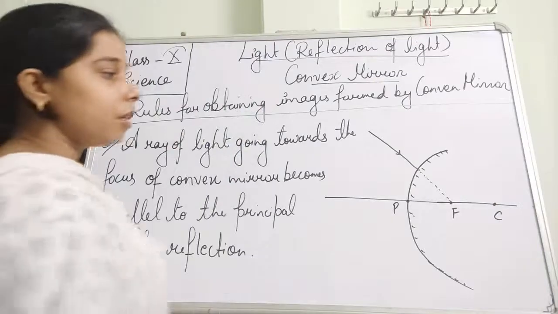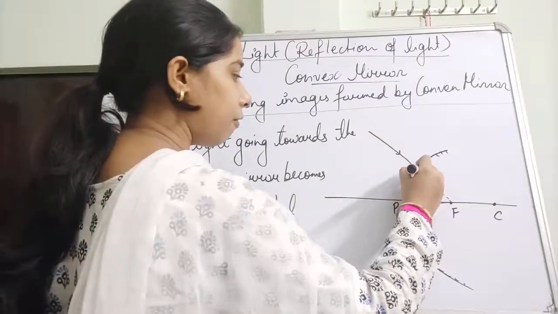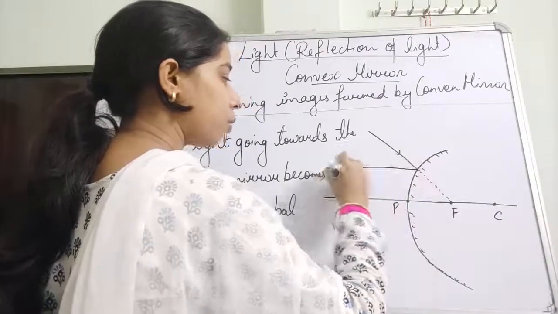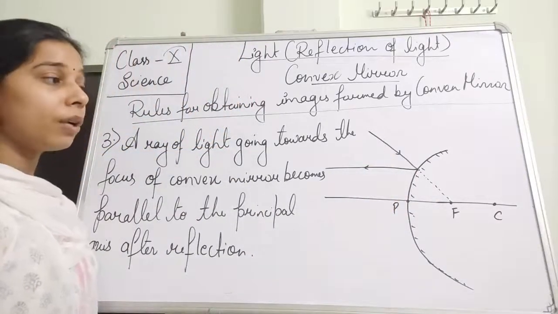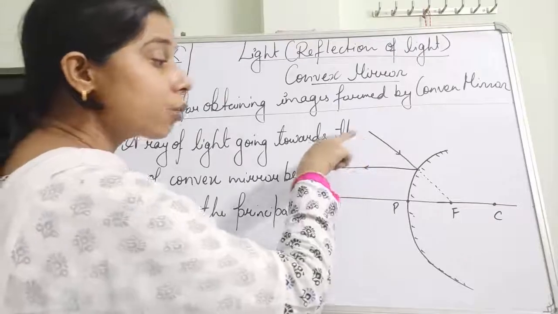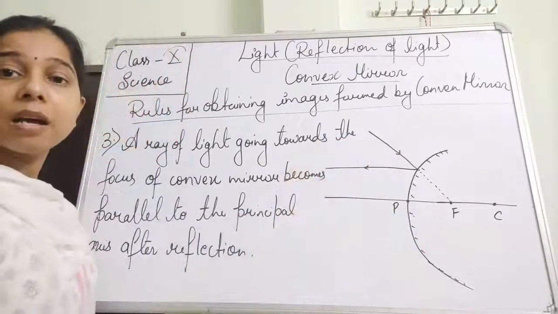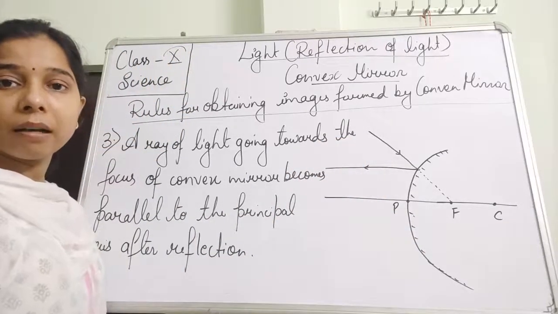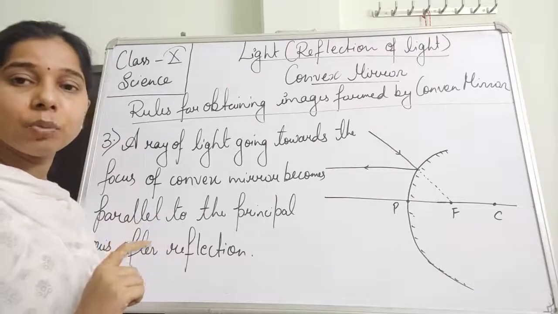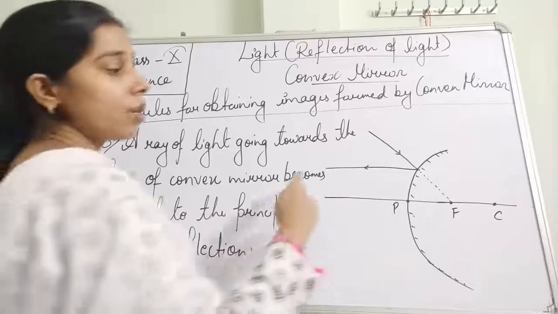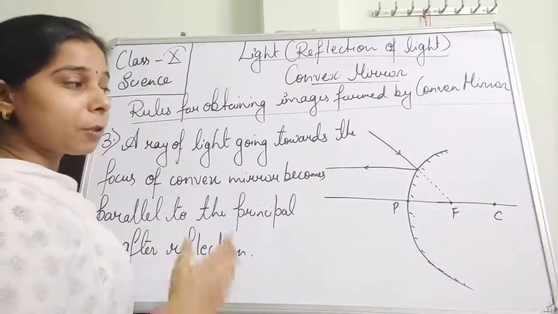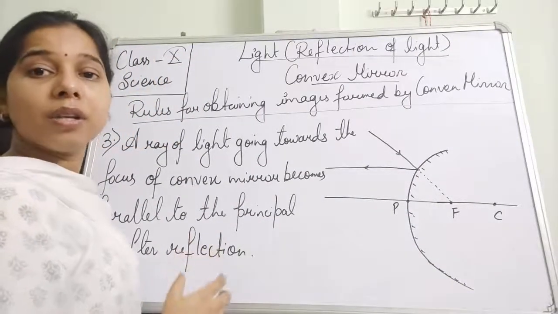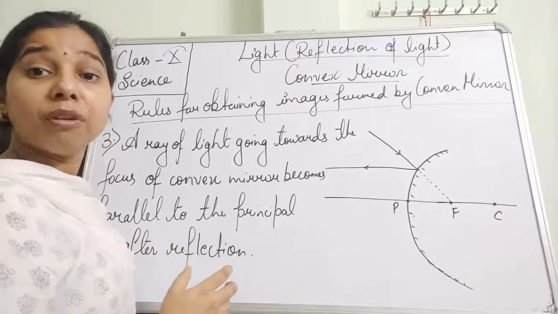But after reflection, what happened? It gets reflected parallel to that of the principal axis. So it seems that a light which is going towards that of the focus after reflection becomes parallel. We have seen the first case in which a parallel ray, after reflection, appears to be coming through that of the focus.